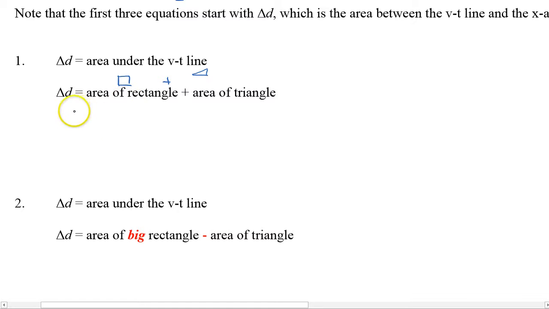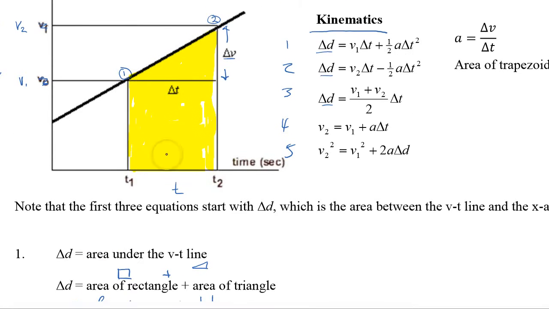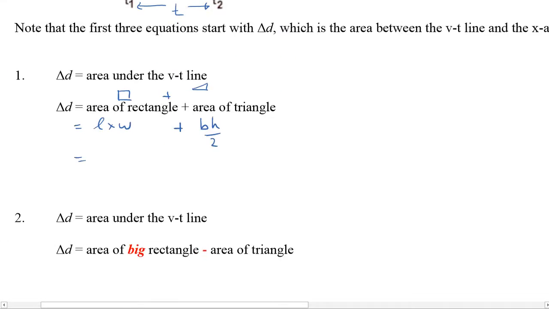The area of the rectangle is going to be length times width, and the area of the triangle is going to be base times height over 2. Now that length, let's consider what that length is. The length of this here, this is delta T. From here to here is delta T, and the height is V1. So this rectangle is V1 times delta T plus, now the base times height divided by 2.